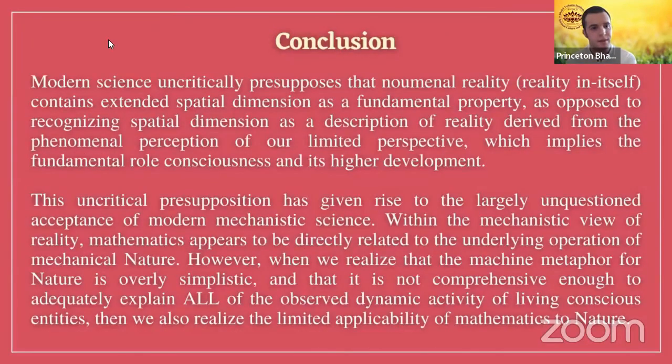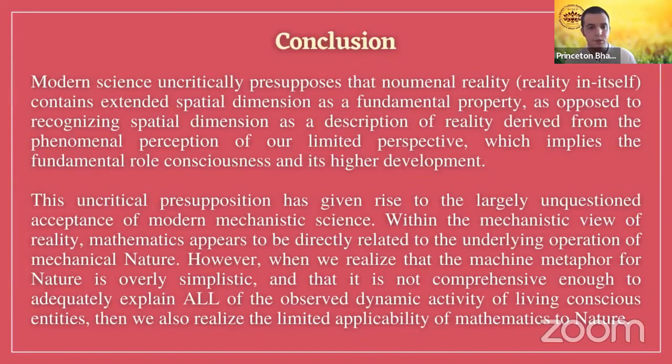So our conclusion is that modern science uncritically presupposes that noumenal reality, reality in itself, contains extended spatial dimension as a fundamental property, as opposed to recognizing spatial dimension as a description of reality derived from the phenomenal perception of our limited perspective, which implies the fundamental role of consciousness and its higher development. This uncritical presupposition has given rise to the largely unquestioned acceptance of modern mechanistic science.